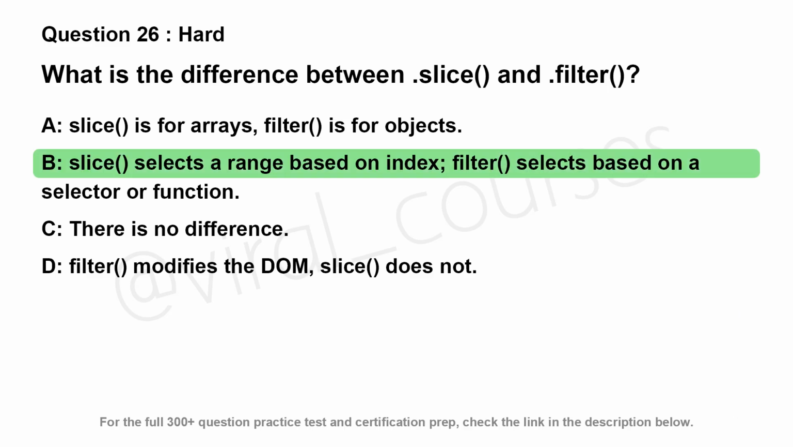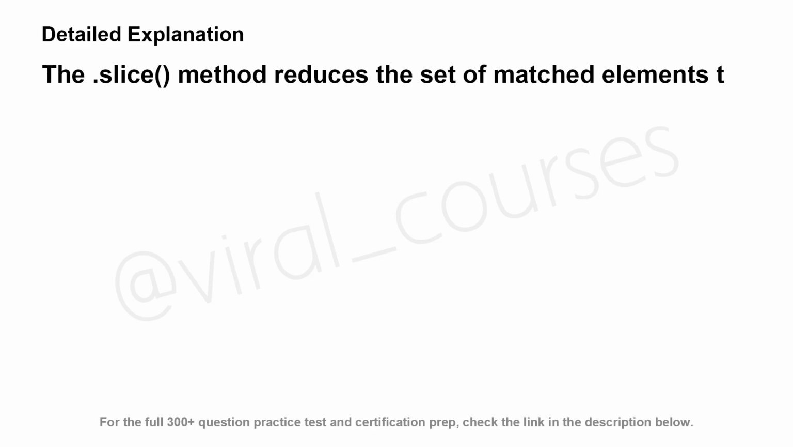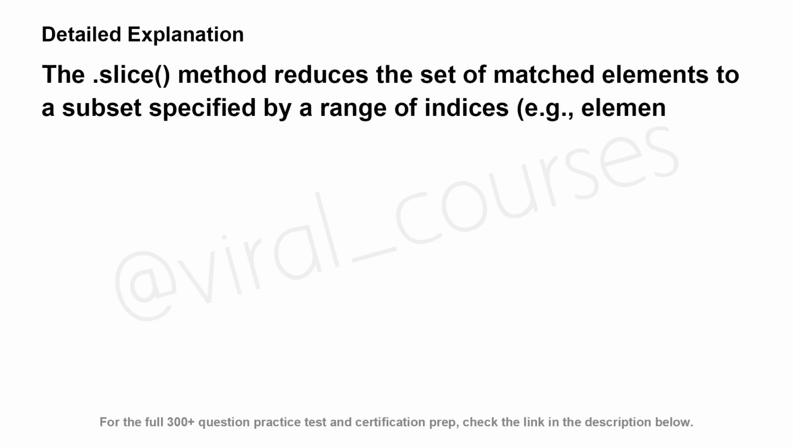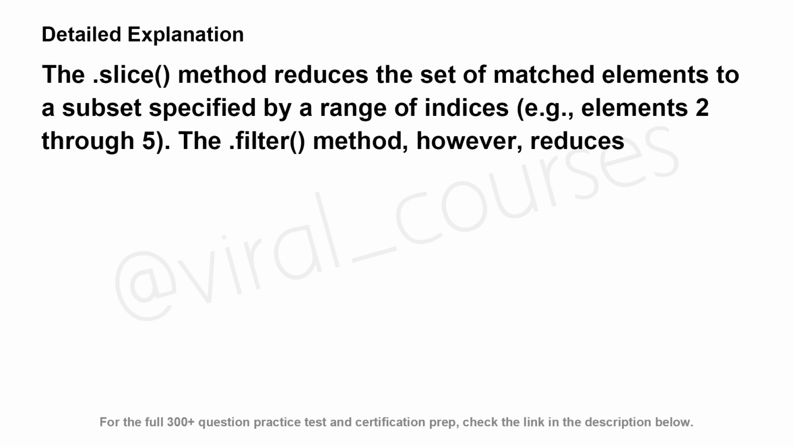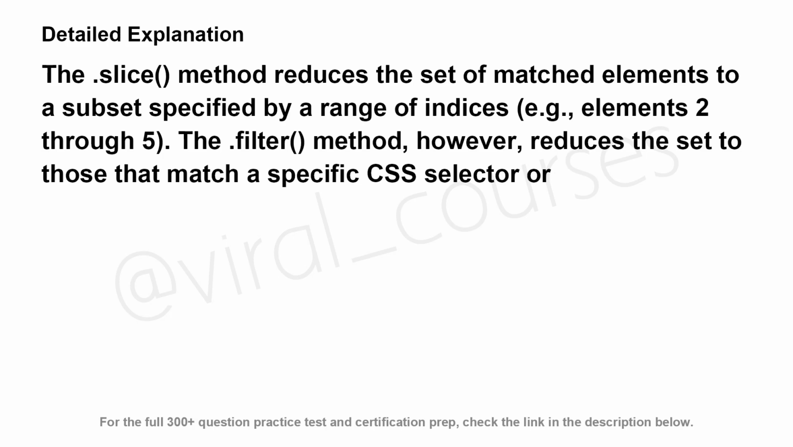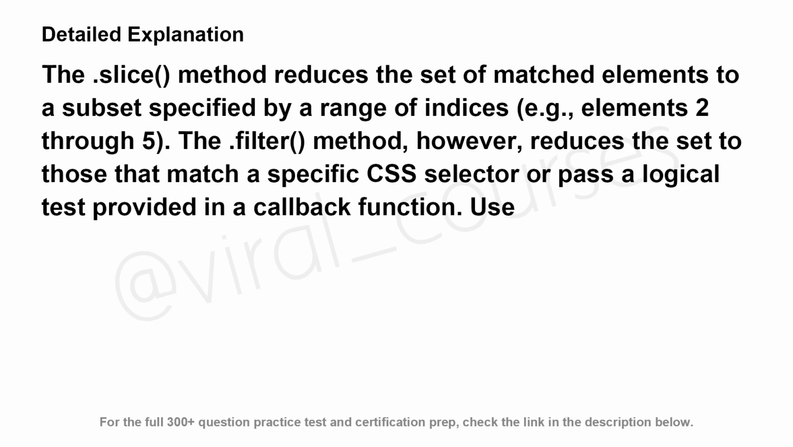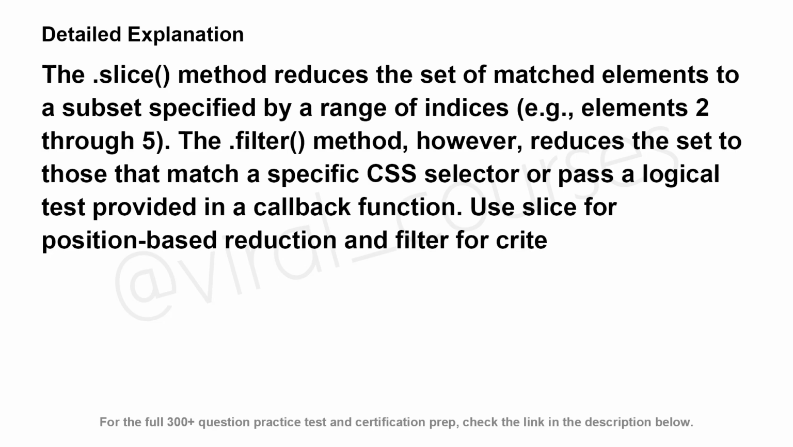The correct answer is B. The slice method reduces the set of matched elements to a subset specified by a range of indices, e.g., elements 2 through 5. The filter method, however, reduces the set to those that match a specific CSS selector or pass a logical test provided in a callback function. Use slice for position-based reduction and filter for criteria-based reduction.